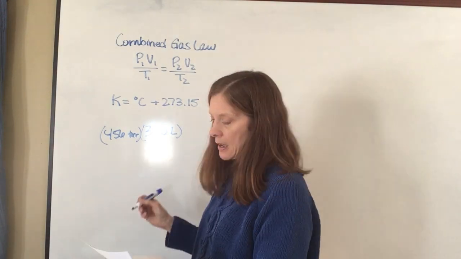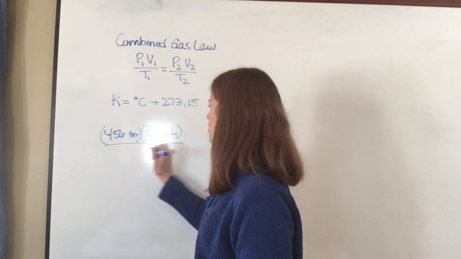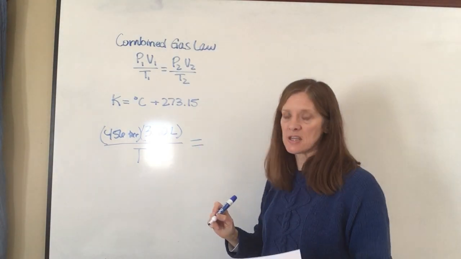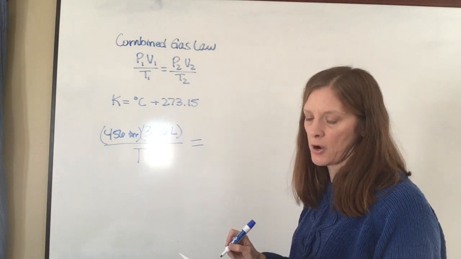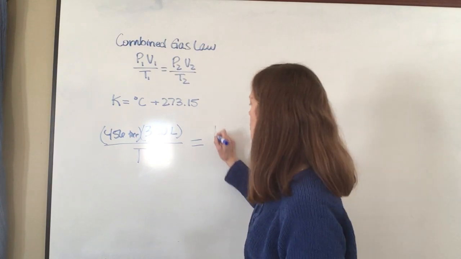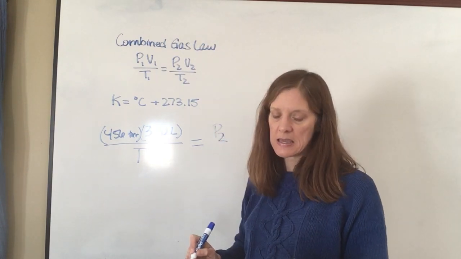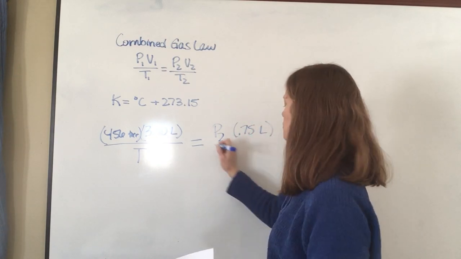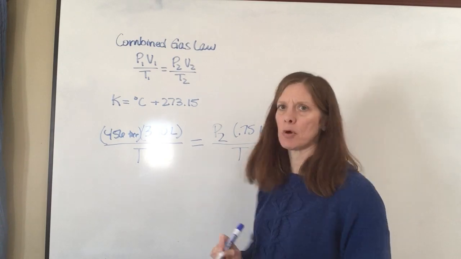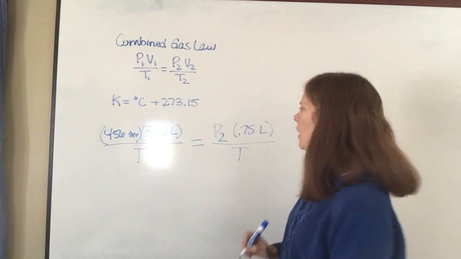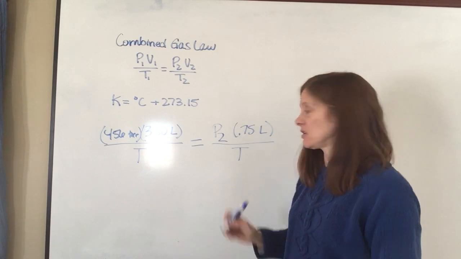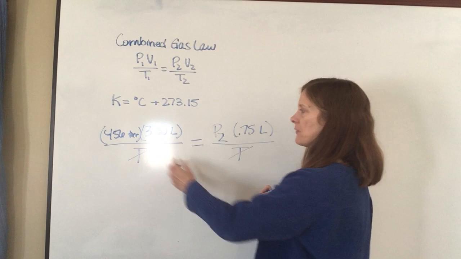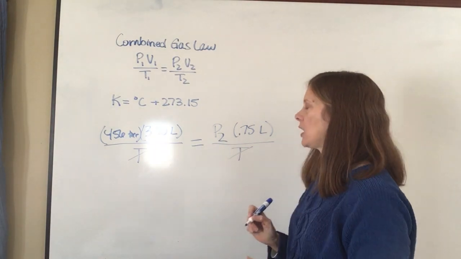Okay. It says the temperature stays constant. So the temperature is just going to be T, because they didn't actually give me the temperature. And then it says, what will the pressure of the gas be? So I don't know what the new pressure is if the volume is decreased to 0.75 liters. And temperature is constant, so it's the same on both sides. Okay? Well, if it's the same on both sides, it's going to drop out. It's going to cancel out. So I don't have to worry about that at all. And so now I just have a real simple equation to solve.